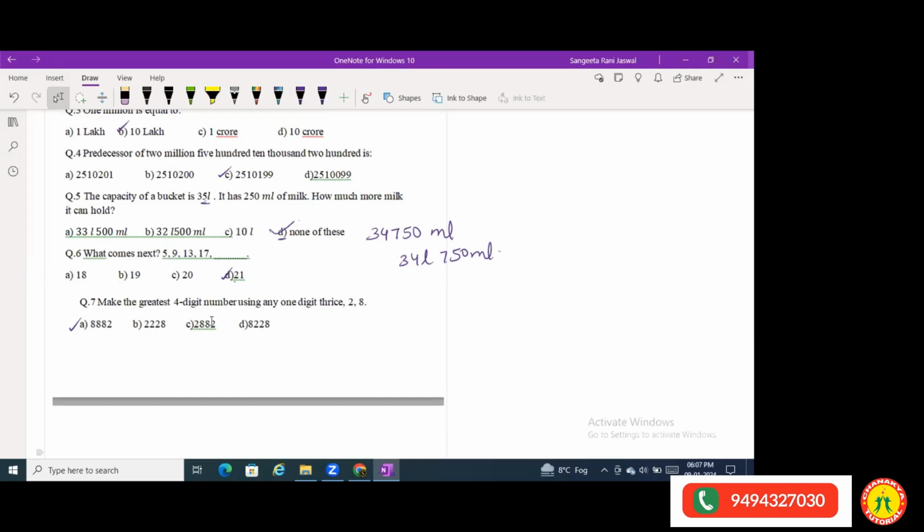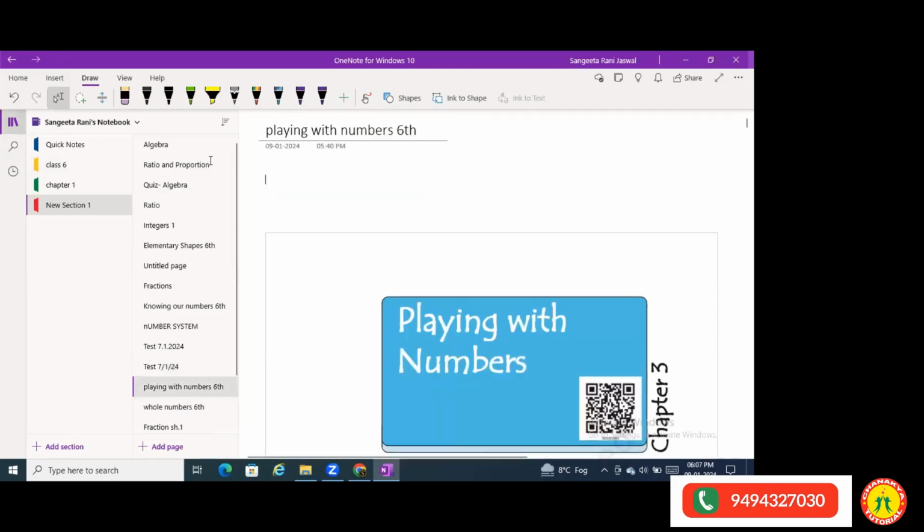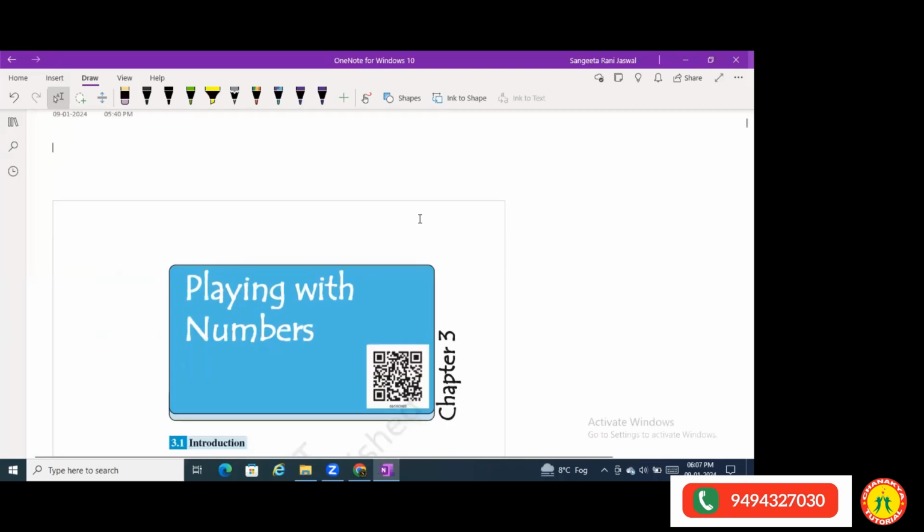Okay. So children, let's move on. Today I want to start the next lesson, that is playing with numbers. Since we are doing number system, this is your 3rd lesson in number systems.